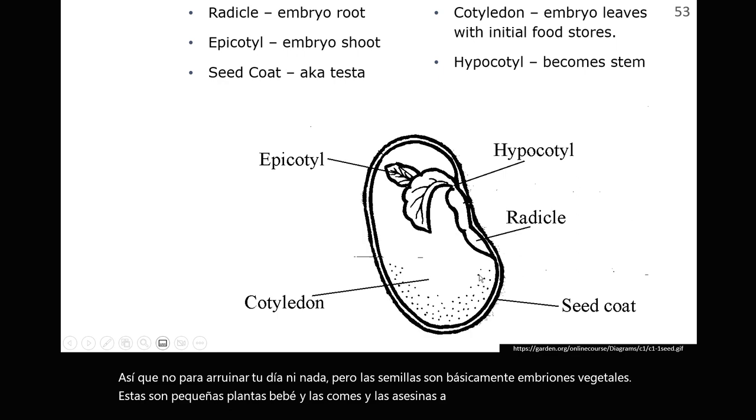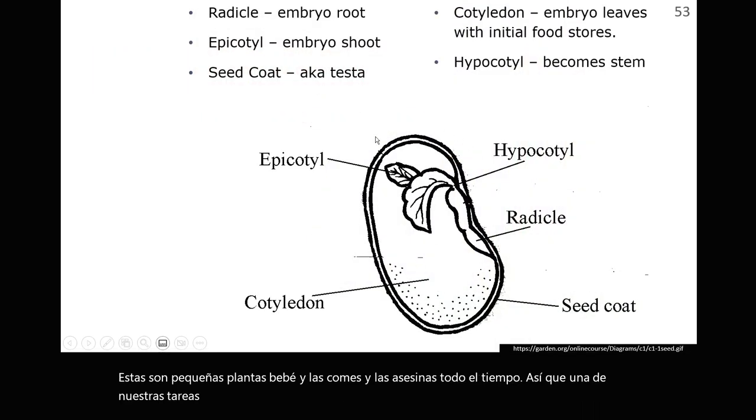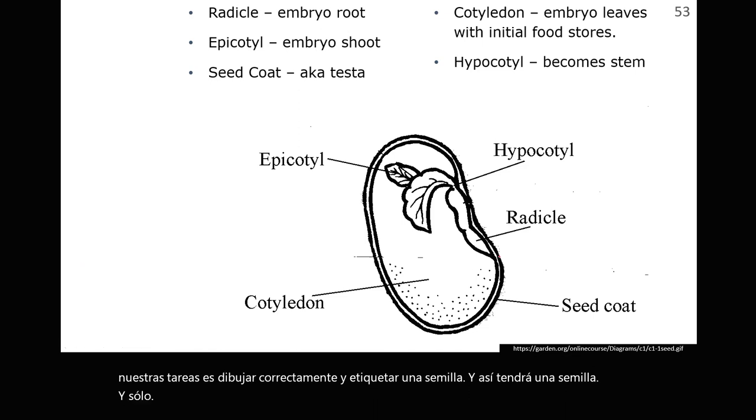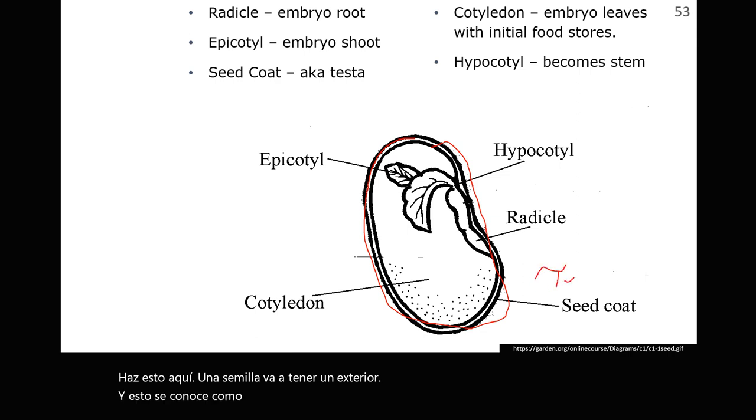So one of our tasks is to draw and label a seed. And so a seed is going to have an outer coat, and this is either referred to as a seed coat or as a testa. I've seen it referred to that quite a bit. So when you're drawing these on your own, the outer layer is called the testa.